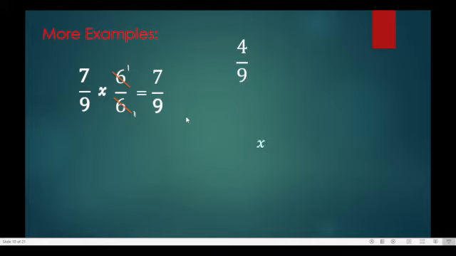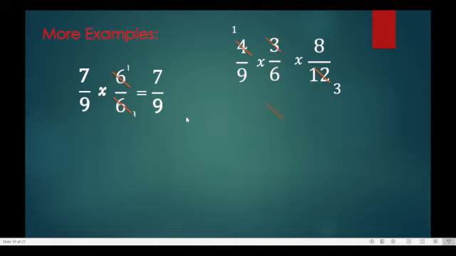Okay, next, 4/9 times 3/6 times 8/12. So any number can be cancelled. So we can cancel 4 and 6 or 4 and 12. And we can cancel also 3 and 6 or 3 and 9 or 3 and 12. And we can cancel also 8 by 6 or 8 by 12. So let's try to cancel first 4 and 12. So 12 will become 3 and 4 will become 1.